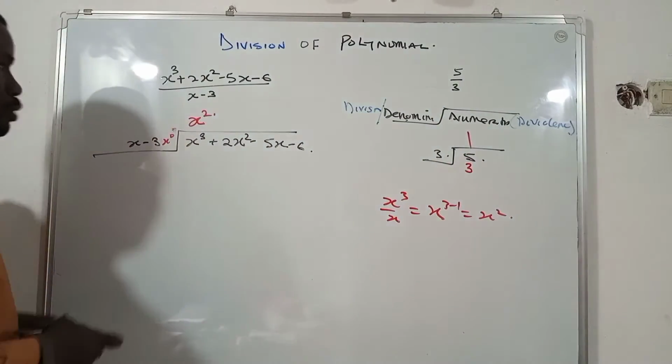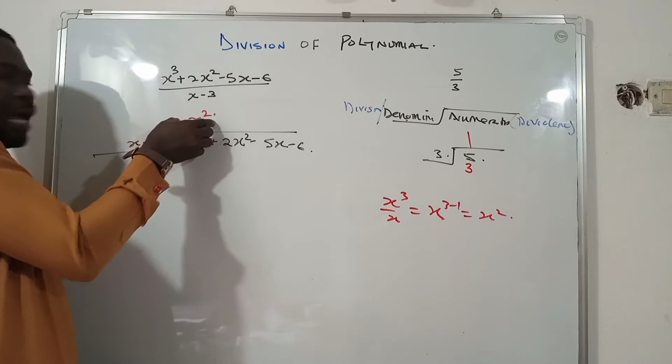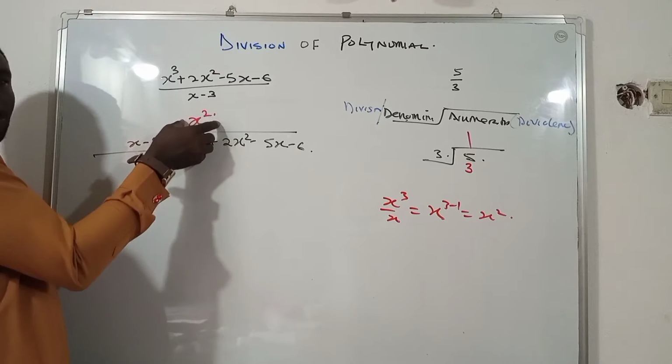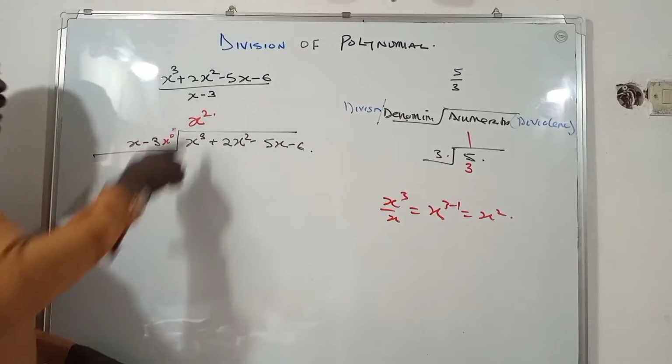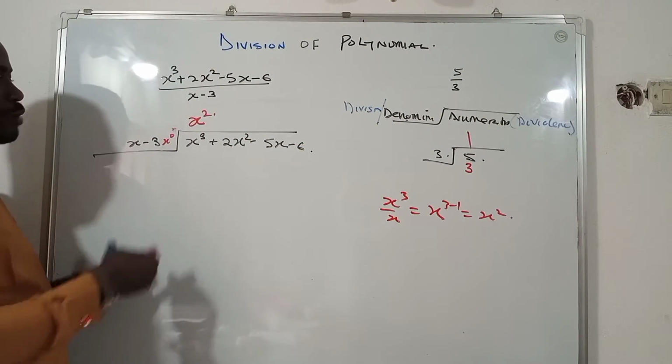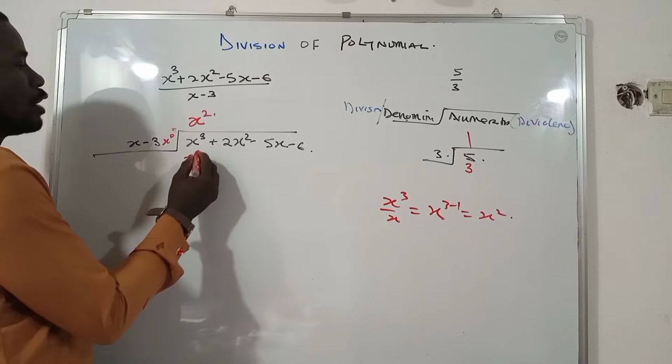The same thing I'm going to do here, because here we have x raised to power 2. The x raised to power 2 will therefore multiply this, just like this one multiplies this 3. And then x raised to power 2 multiplying this, that will give us what? X raised to power 3.